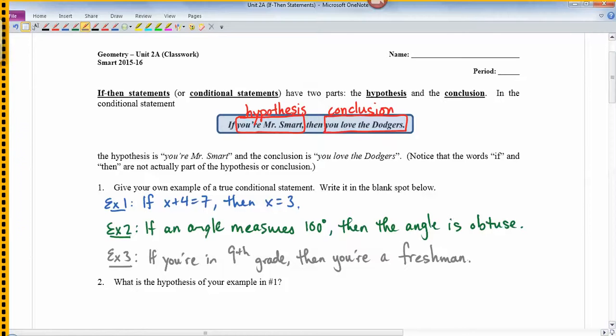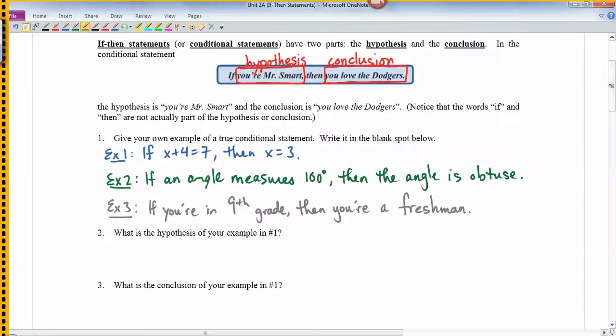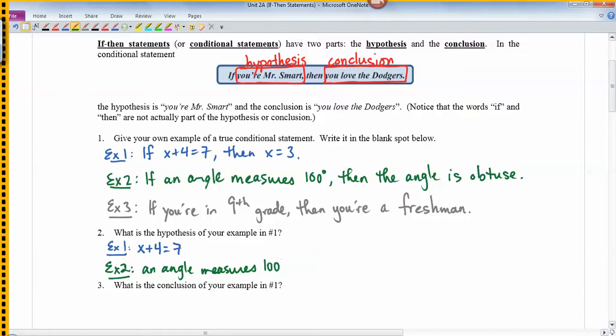So let's look at number 2. What's the hypothesis of the example that you wrote in number 1? So maybe you just wrote the ones that I did, but in example 1, the hypothesis is the phrase right after if. So it's x plus 4 equals 7. And then in example 2, the part that came right after the if was an angle measures 100 degrees. And in example 3, it's you're in 9th grade.